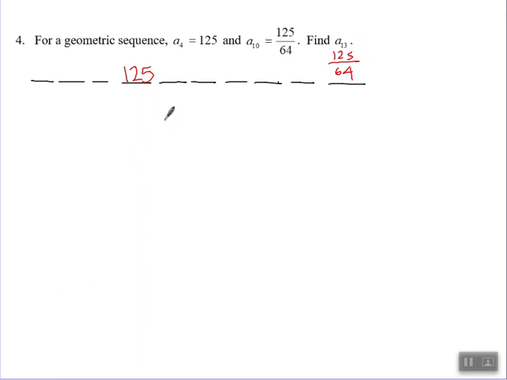We know that we multiply by r to find the next term in the sequence. So here we are multiplying by r. Each time we multiply by r. So if we start with 125, we multiply r times r times r times r times r times r. So we're going to multiply by r 6 times, which is the same as r to the 6th power, and that will give us 125 over 64.